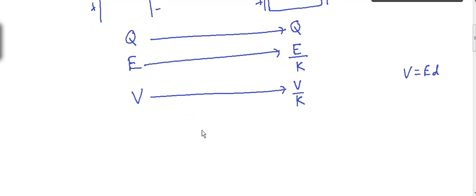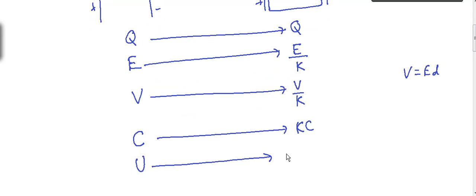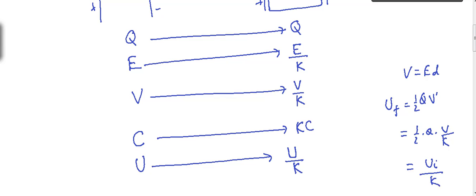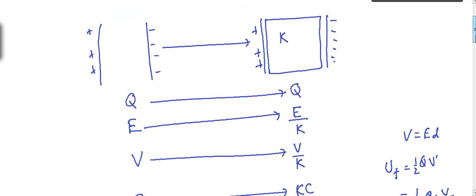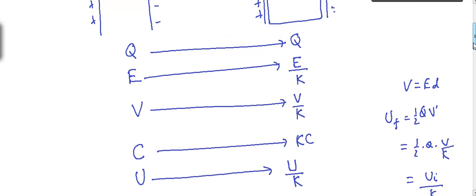Energy becomes U by K. Because U final is equal to half Q into V dash, V final. So half Q and V is V by K. Half Q V was U initial, so half Q V upon K. So energy becomes U by K. Understood? So you can see one quantity does not change, one quantity becomes K times, and all other quantities become divided, 1 by K.